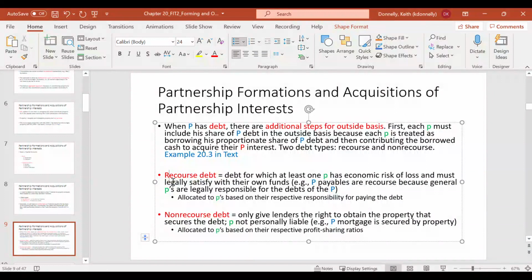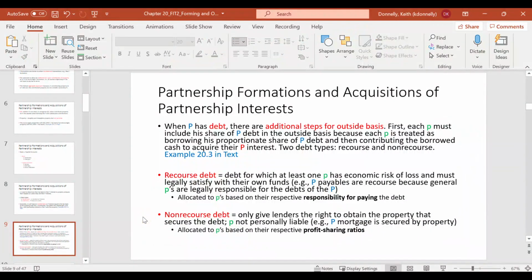So recourse is kind of like personal liability attached to it. Non-recourse is like less intense. They can't come after you personally. Now, one of the things here is for recourse debt, you're going to allocate it based on responsibility for paying the debt. Whereas non-recourse debt, you're going to allocate it among the partners based off profit sharing ratios.